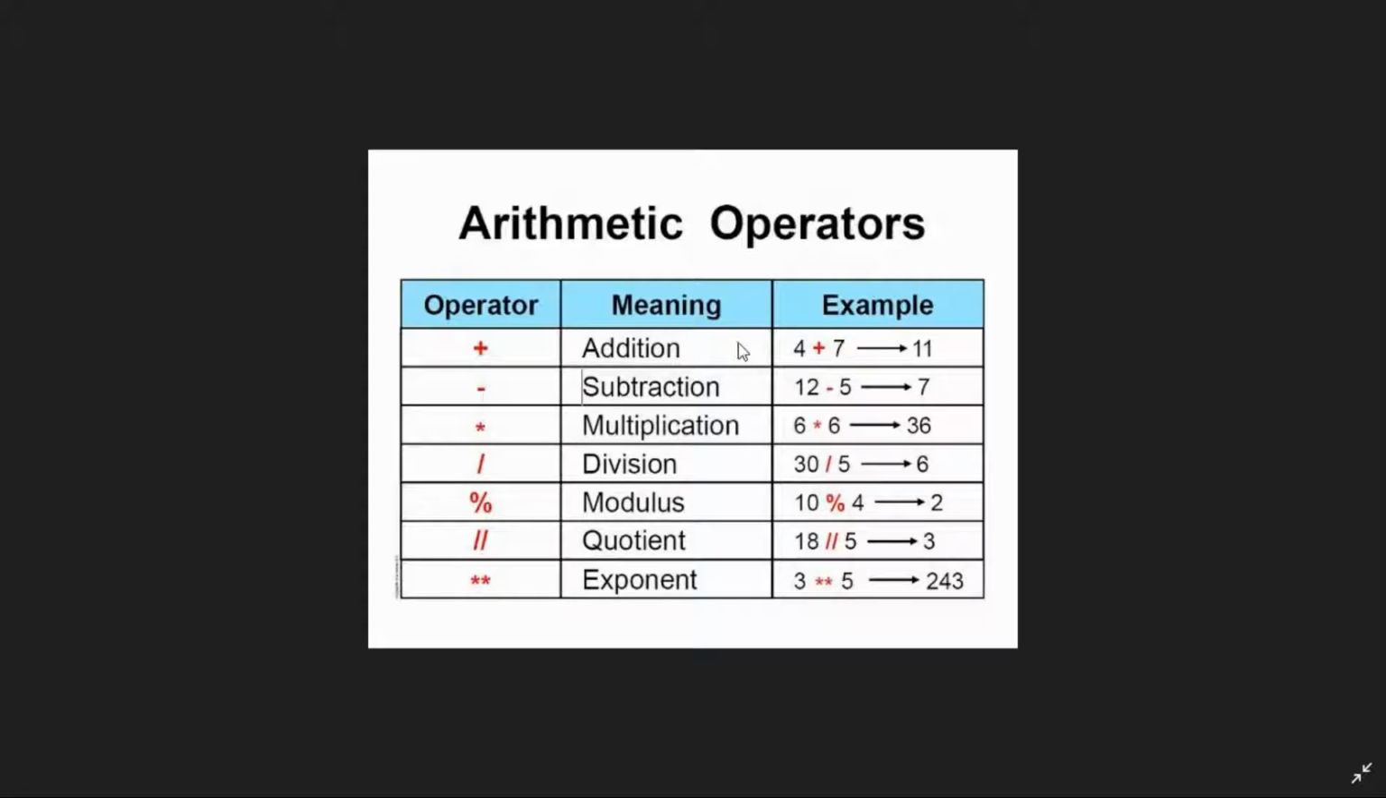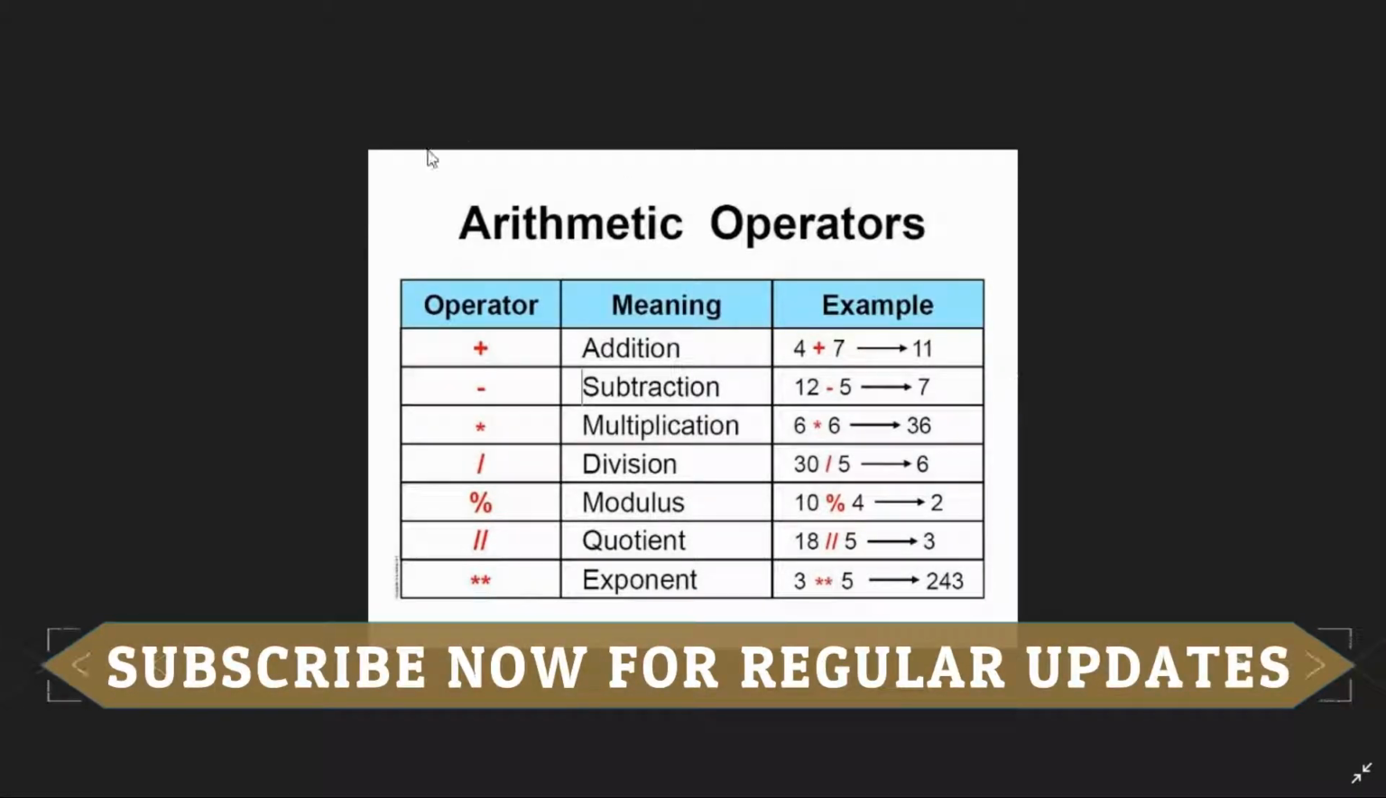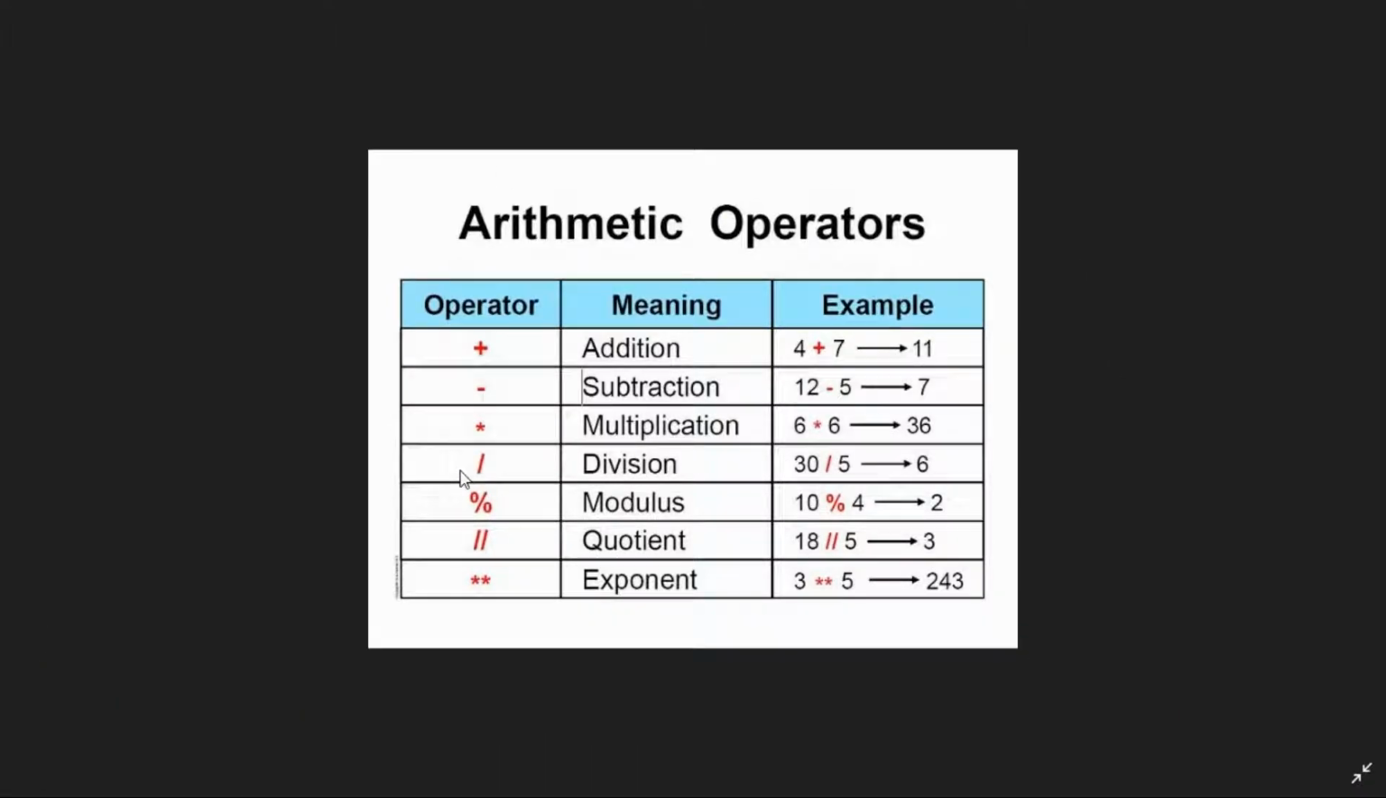First is addition, second is subtraction, third is multiplication, fourth is division, fifth is modulus, sixth is quotient, and seventh is exponent. So these are all arithmetic operators. Now the big question lies: what's the difference between division and quotient? The answer of both will give a quotient, but the major difference is that division gives a decimal value and quotient only gives an integer value. This will be further explained when we perform both of these operations in Python.